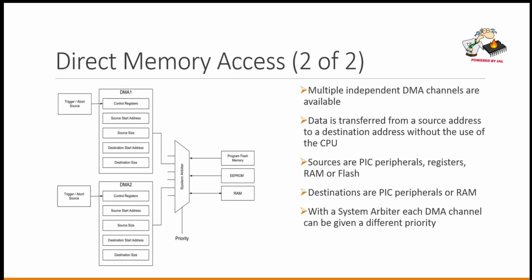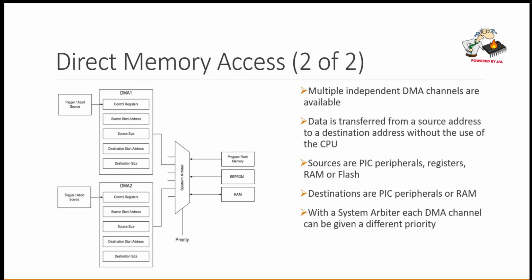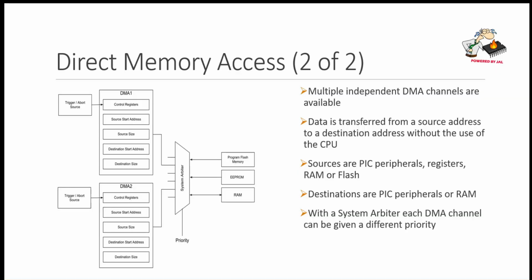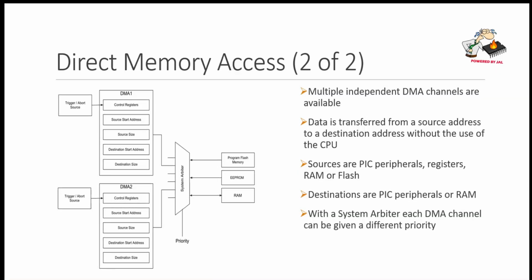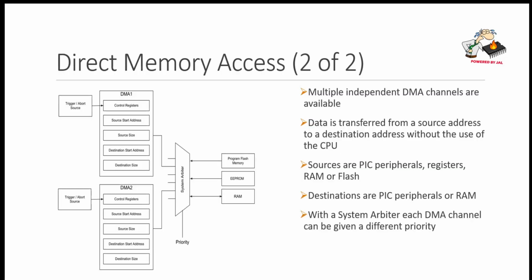PIC controllers have multiple independent DMA channels that you can use. The data is transferred from a source address to a destination address, but without the use of the CPU. Sources can be PIC peripherals, registers, and also RAM or flash. Destination addresses are the PIC peripherals or the RAM. And there's a system arbiter that you can use to change the priority of each DMA channel.